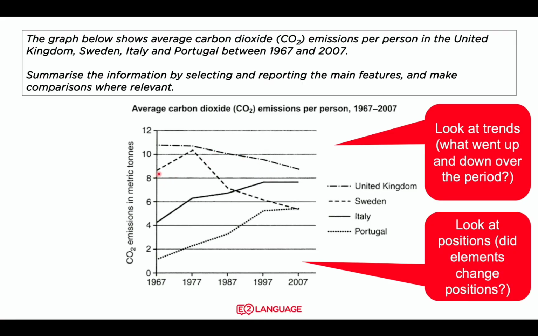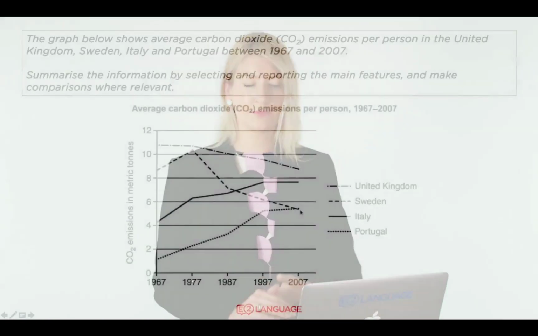But you can see that Sweden had quite a noticeable drop. It had the second highest emissions in 1967, and then it was equal last by the end of the period. So quite a dramatic shift. So the questions to ask yourself to begin with, whatever you're looking at, what went up, what went down, sometimes what stayed the same, and did the elements change position significantly from start to finish?